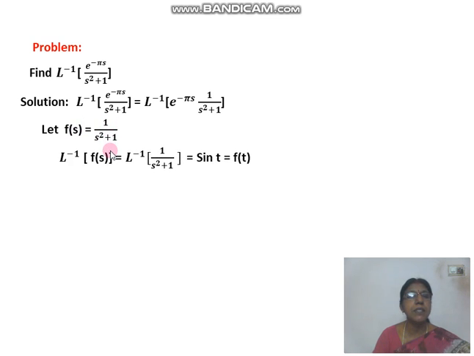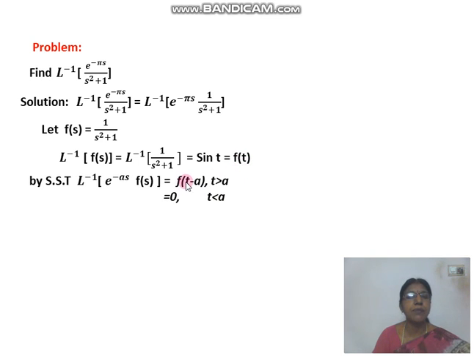Now f of s is 1 by s square plus 1, so let us take L inverse on both sides. What we get? L inverse f of s is equal to L inverse 1 by s square plus 1. What is L inverse 1 by s square plus 1? 1 into sin 1t, that means sin t, is equal to f of t, because L inverse f of s is equal to f of t. Now you take this as f of s and L inverse on both sides. This L inverse f of s is sin t, which is f of t. L inverse f of s is f of t always.